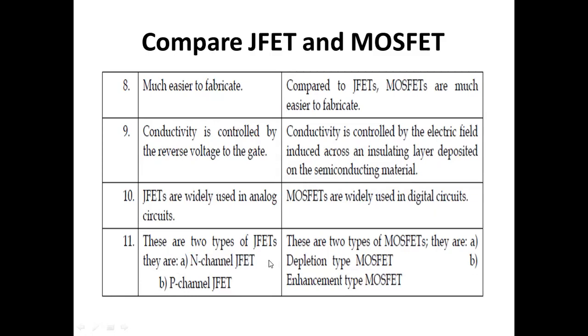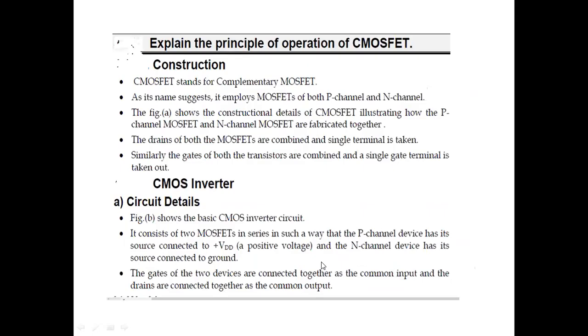These are the two types of JFETs, N channel and P channel. Here are two types of MOSFETs: one is depletion type MOSFET and another one is enhancement type MOSFET. Next, complementary MOSFET, CMOSFET. Complementary MOSFET means complementary metal oxide semiconductor field effect transistor.